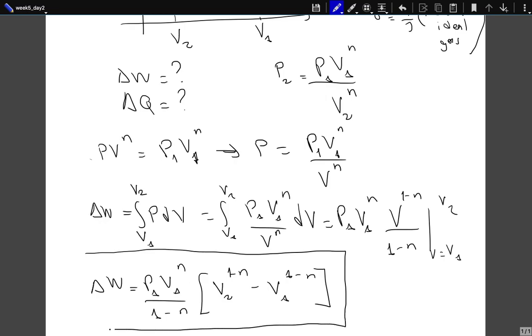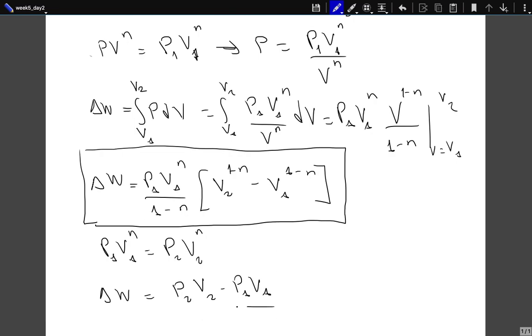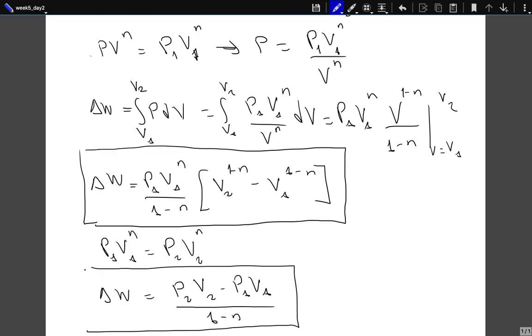If you like, I can simplify it even further, just by multiplying it out. And remember, P1 V1 to the n is the same thing as P2 V2 to the power n. So delta W is P2 V2 minus P1 V1, divided by 1 minus n. Okay, this is the work done.